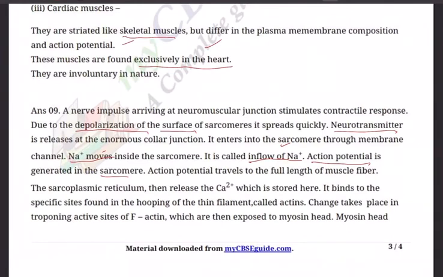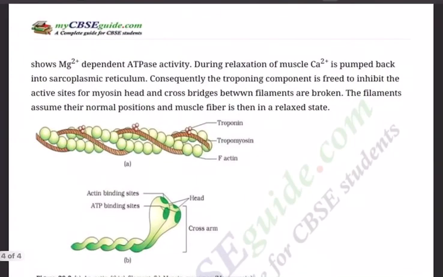The sarcoplasmic reticulum then releases Ca2+. See, there Na+; here it is Ca2+, which is stored here. It binds to the specific sites found on the thin filament, called actins. A change takes place in troponin, and the active sites of F-actin are then exposed to the myosin head. And the myosin head shows Mg2+ dependent ATPase activity.